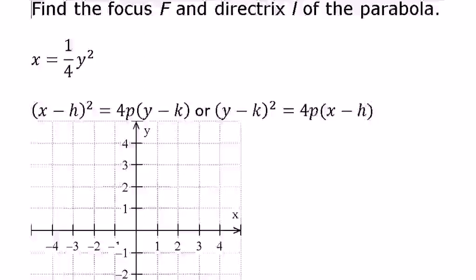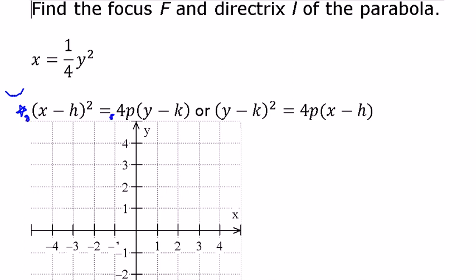So we need to find the focus and the directrix of the parabola x equals 1/4 y squared. I wrote some information below that should help us with that. So we have here two formulas describing parabolas. The formula where the x is squared would be for a parabola opening upward or opening downward. If it was opening downward, there would be a negative out here or over here, one of those places. Okay, but we don't have a negative.